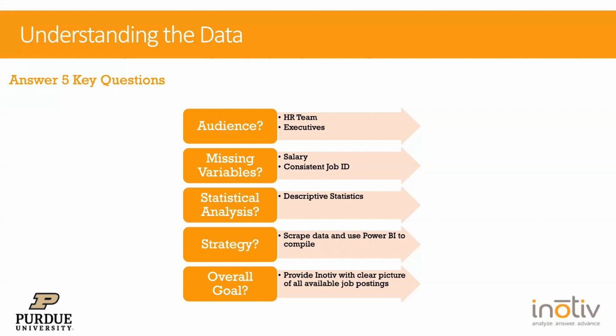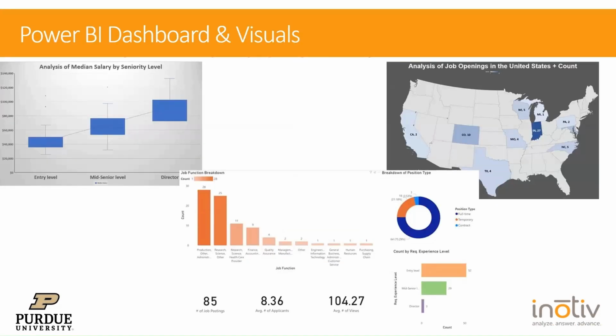The best way to compile our data is through web scraping, and then use Power BI and Excel to perform analysis. The overall goal of the data and data analysis is to provide Inotiv with a clear picture of all available job postings. I'll go over the Power BI dashboard and the visuals. The first visual is a box and whisker plot, and this was used to analyze trends within median salary by seniority level. Our Power BI dashboard is focused on user interaction within each of these job postings, and also what Inotiv is looking for in these applicants.